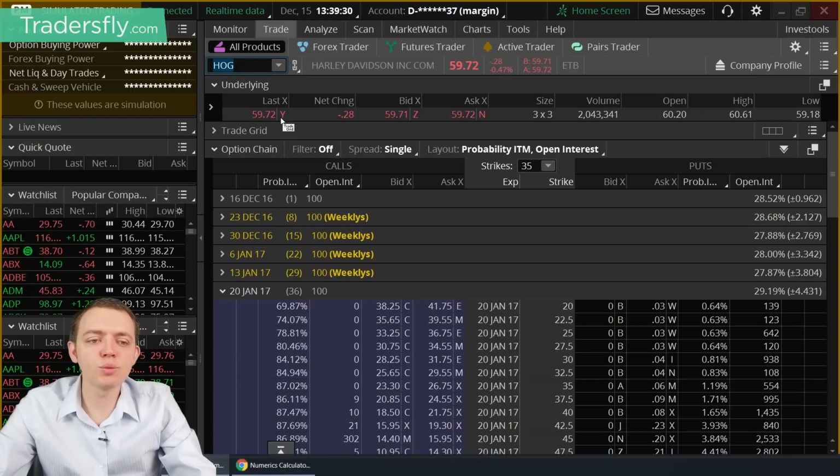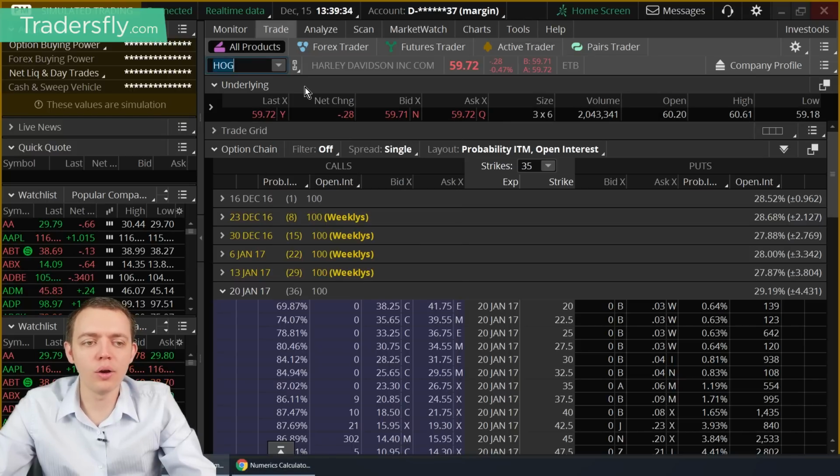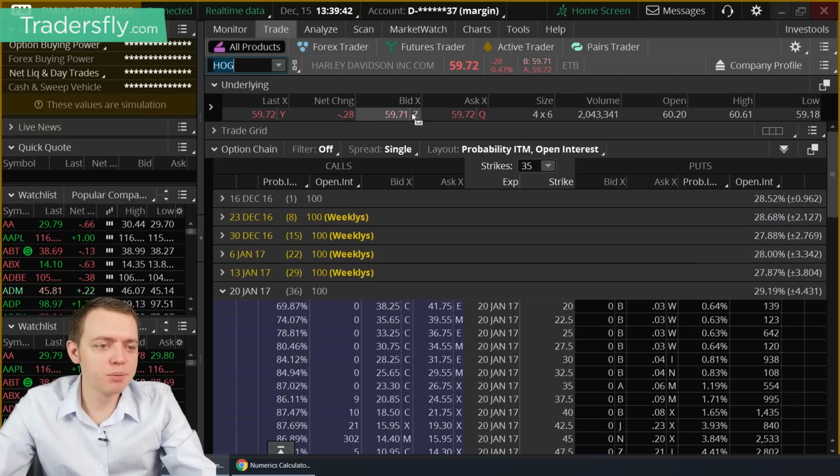Okay, so that's what you're looking at if you're looking to buy the stock, or 100 shares of that stock. So the next thing to do is, now that we have the ticker symbol, we know what we want to do, we know what we want to go with. Here's the bid, here's the ask.